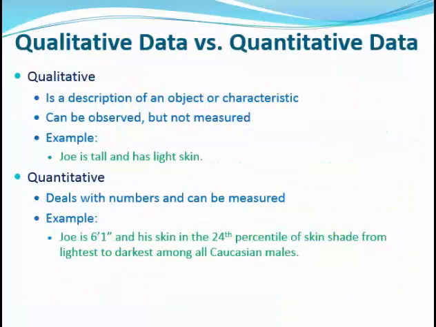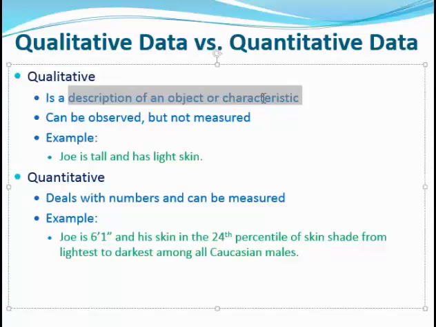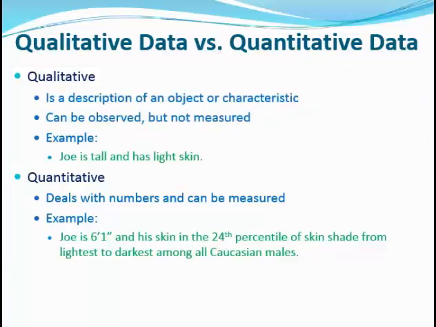The other type of data that we are going to look at is the distinction between qualitative and quantitative data. Qualitative is a description of an object or characteristic. It cannot be measured. It cannot be broken down into numbers. For example: she is a nice person. He is a lousy person.